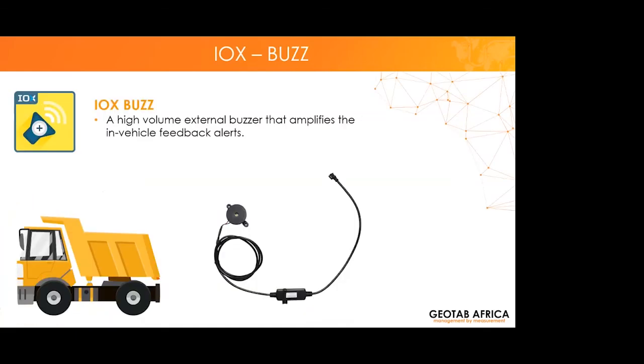Another IOX expandable is the IOX Buzz or IOX Buzzer. It's a high-volume external buzzer that amplifies the in-vehicle feedback alerts. In areas of elevated noise levels, for example, construction sites, mining areas, the beep is amplified in large trucks so that it can be heard more clearly over all the engine and surrounding noises.